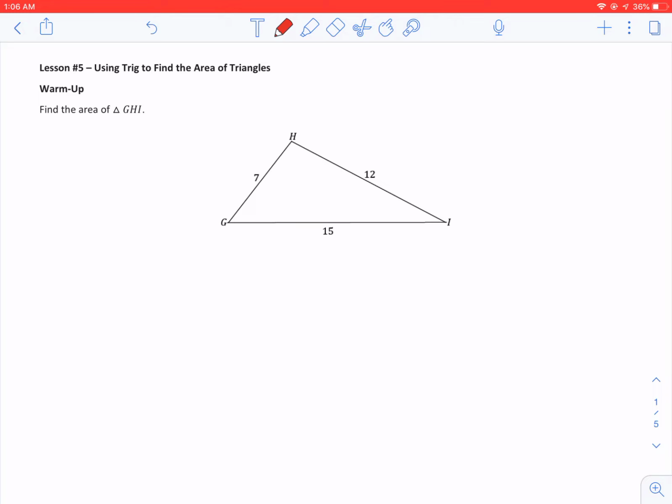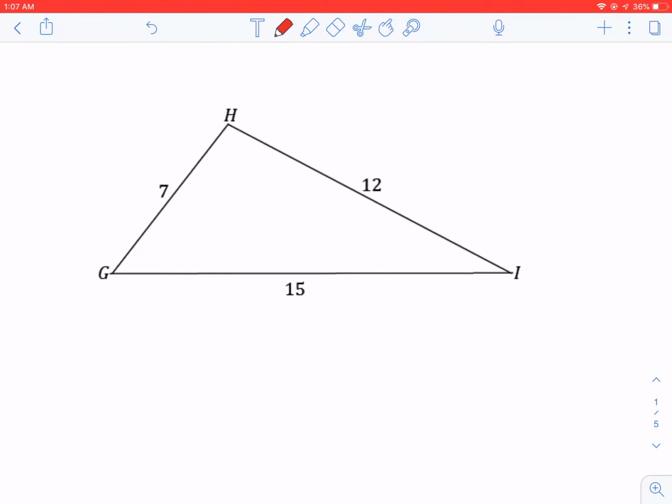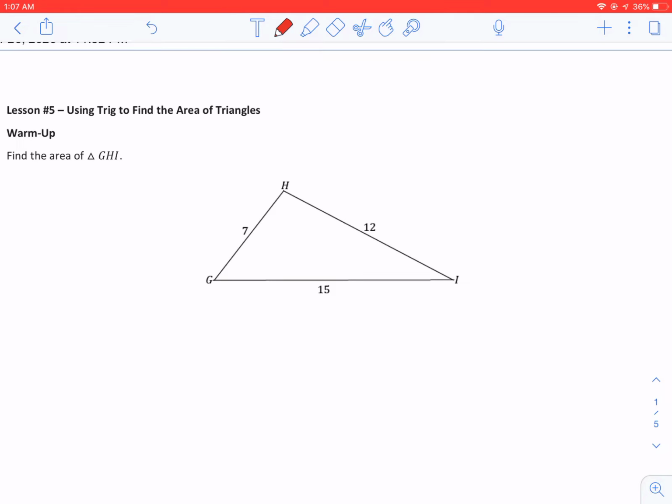But anyway, alright, warm up. We're going to find the area of this triangle GHI. So we can't really use trig on this one because we do not know any of the angles. Right? We don't know the measure of any of those angles. Also, this is not a right triangle. So we're going to do this the good old-fashioned way, the way we would do problems like this before we knew any trig. And let's see if you guys can do this.